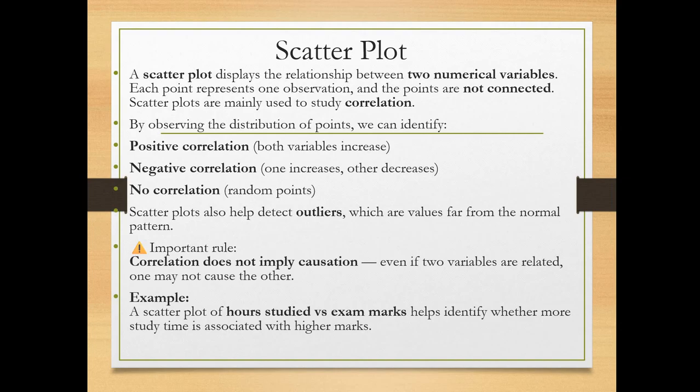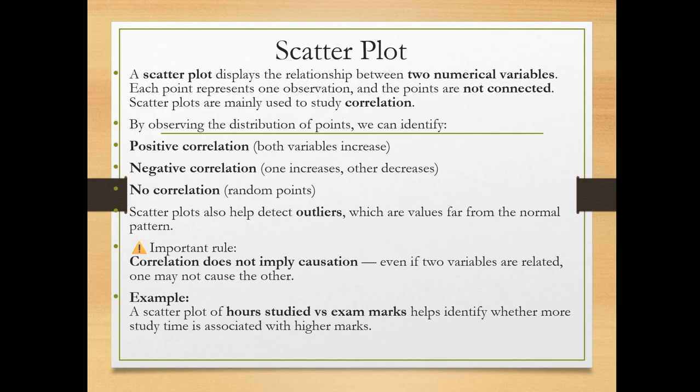And next, a scatter plot. The scatter plot displays the relationship between two numerical variables. Each point represents an observation and the points are not connected. Scatter plots help identify correlation and detect outliers. The types of correlation are positive correlation, negative correlation, and no correlation. Correlation does not imply causation. Even if two variables are related, one may not cause the other.